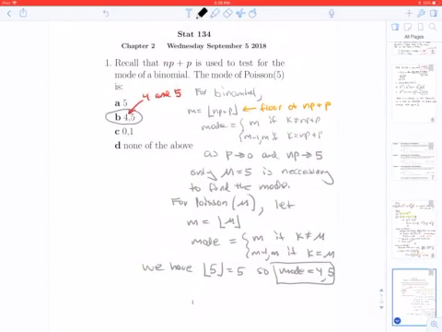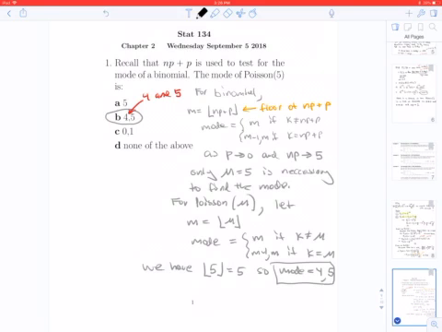Then we did a concept test, and I asked you, recall that np plus p is used to test for the mode of a binomial. The mode of Poisson 5 is A, 5, B, 4 and 5, C, 0, 1, D, none of the above. So most of you said it's 5, which would be incorrect. It's actually 4 and 5.